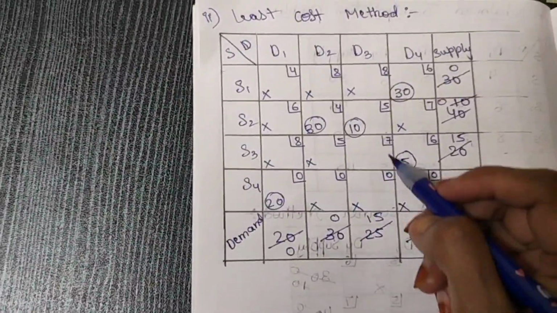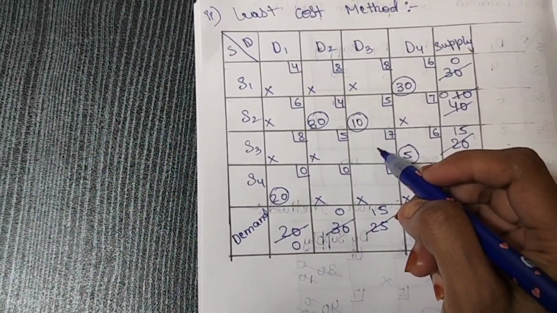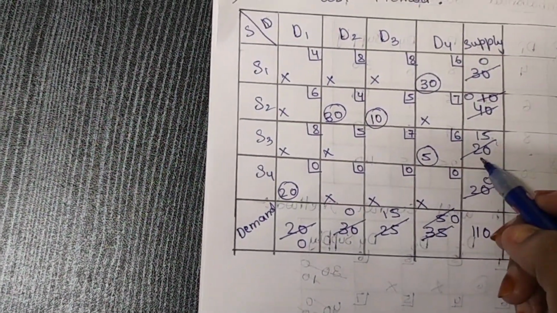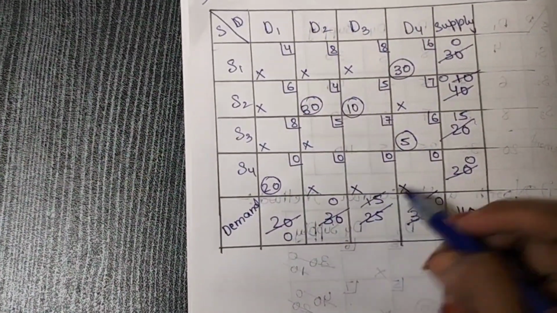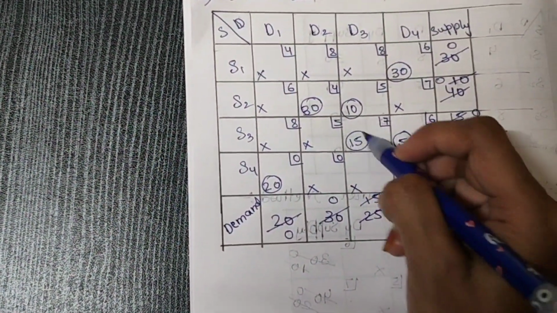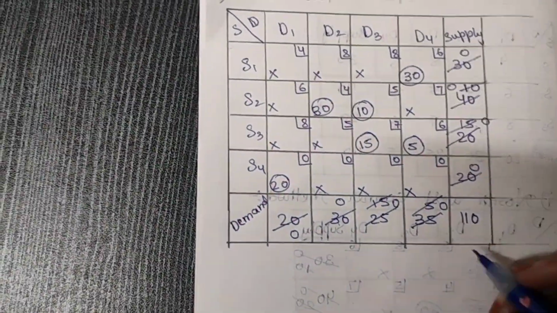The next remaining cell is this, that is S3D3. We have to check that there is 15 and 15. So both 15 are crossed out and become 0, and we will allocate 15 for this cell. So this ends the table.